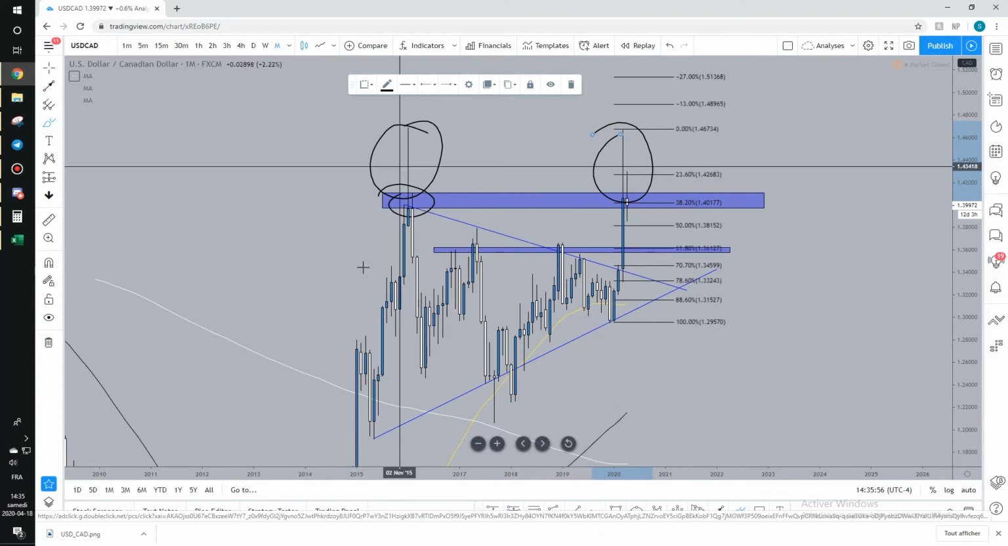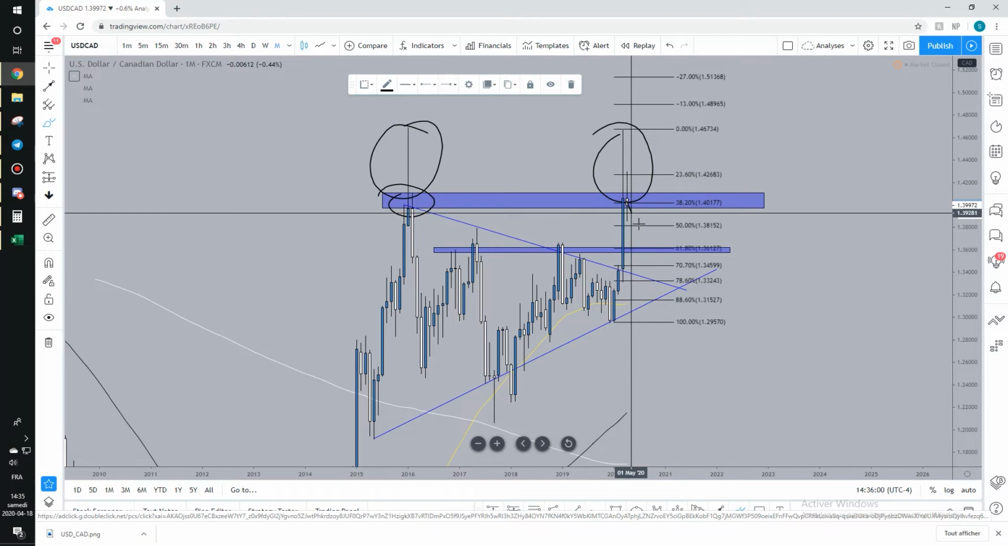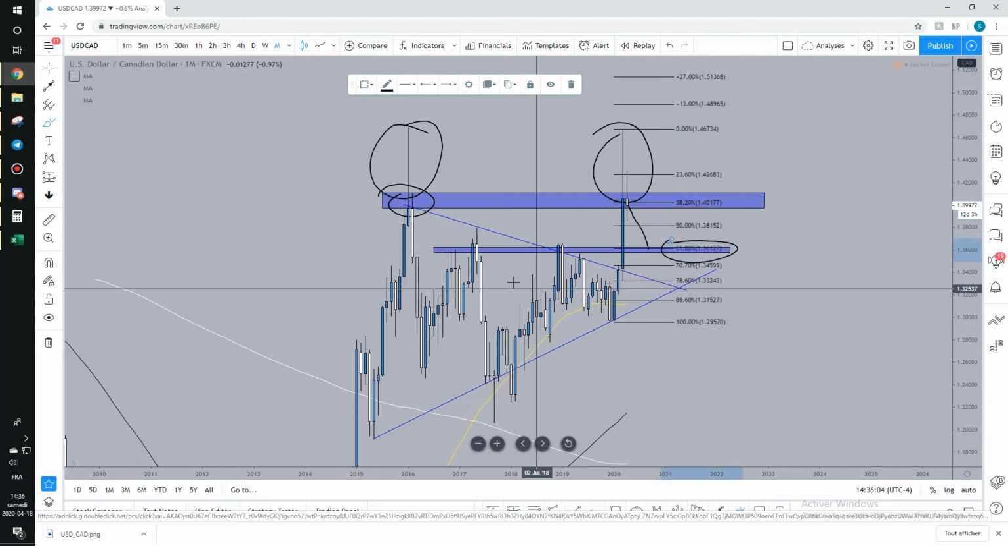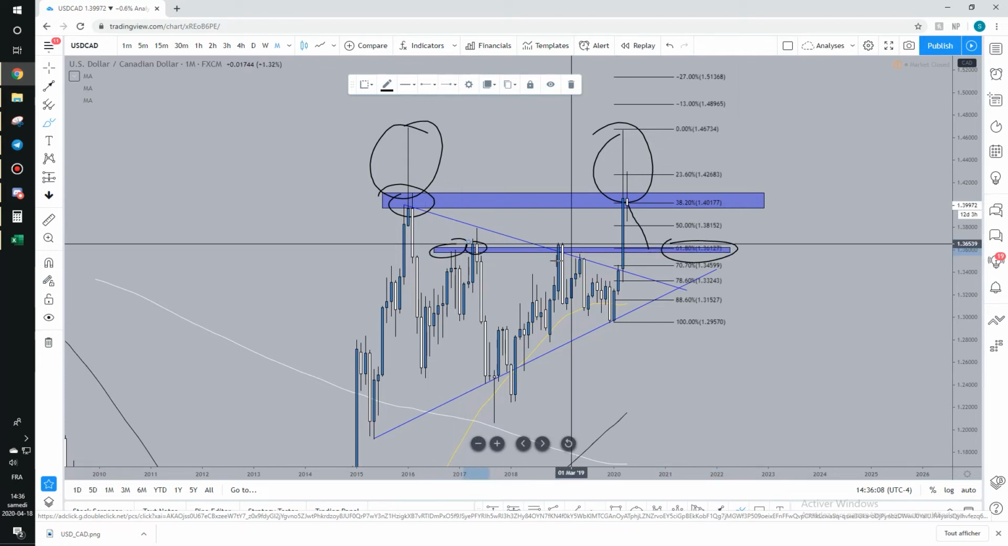So what we can expect the price to do around this price here is to retrace to the next zone of confluence, which is the 61.8% of Fibonacci, which is a zone of support as well based on all those pushes here.